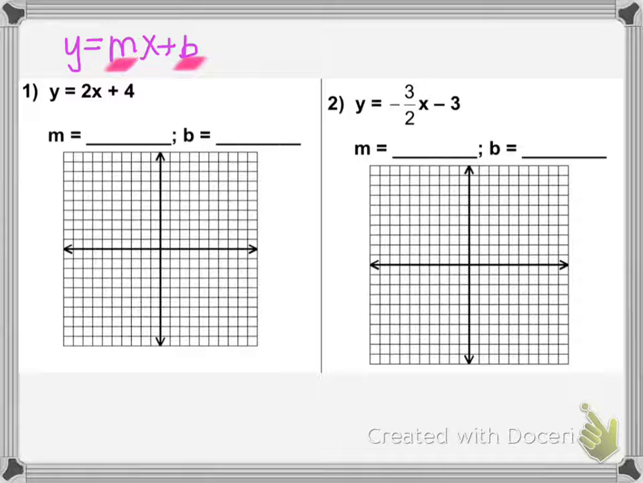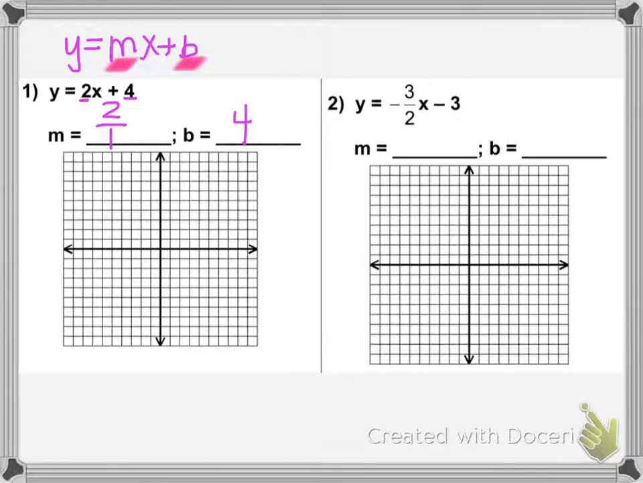All right, for this first one, the m, the number in front of x, is 2, but we want to write it as a fraction because we want to be able to physically see the rise and the run. So remember, if you have a whole number or an integer, you can just put that number over 1, and now I've got the rise on the top and the run on the bottom. So we'll use that in just a minute. The b, that's my 4.